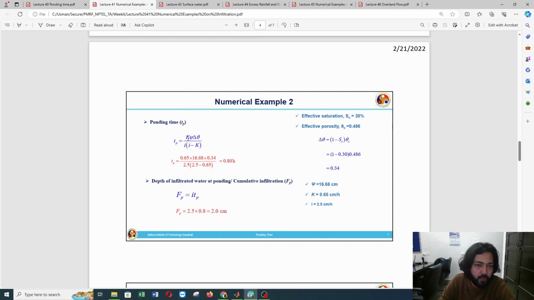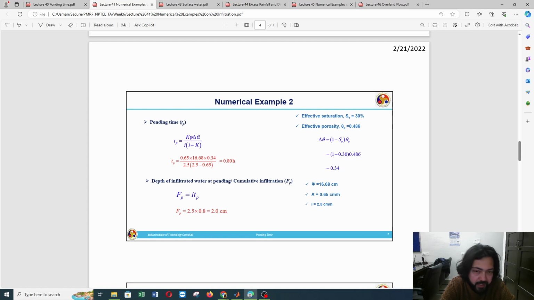If you look at this equation, from the given data set we have K, psi and I, but we don't have the moisture deficit. In order to calculate moisture deficit, we need two terms, and those are effective saturation and effective porosity. So that we have. We can first calculate moisture deficit, that is (1 − effective saturation) × effective porosity. So we calculate Δθ, and the value for Δθ is 0.3.